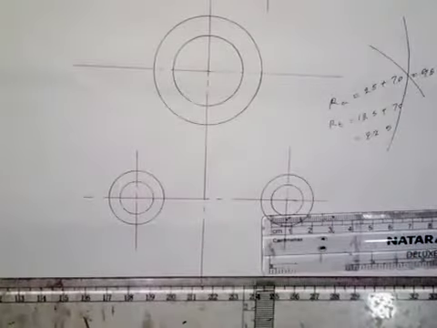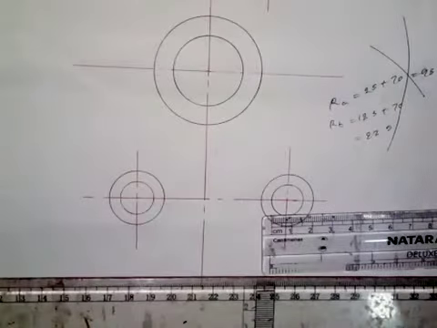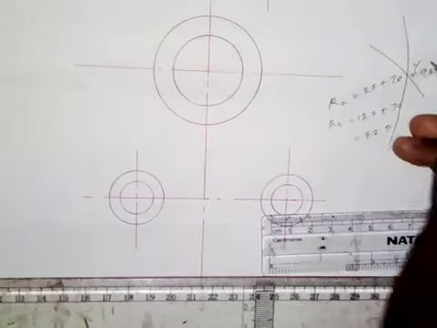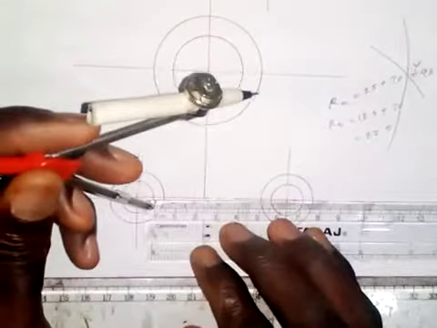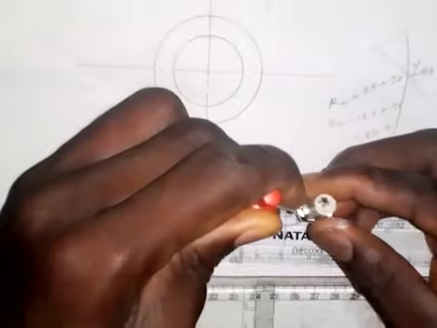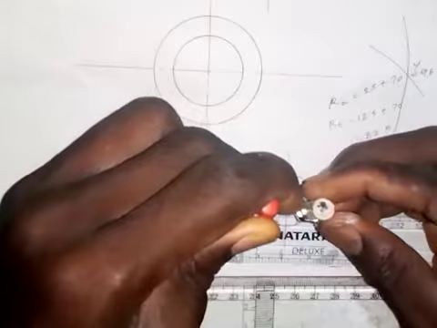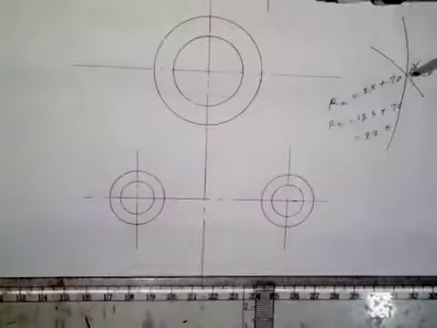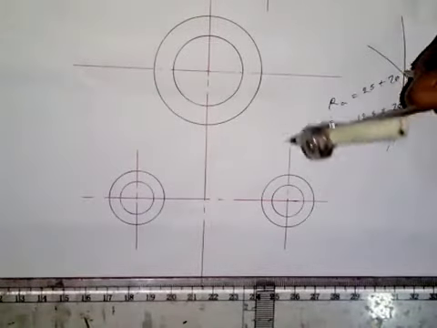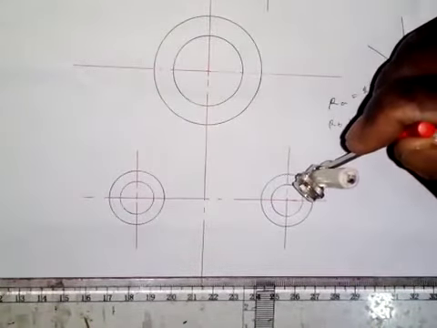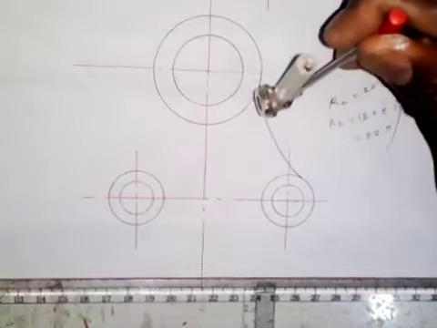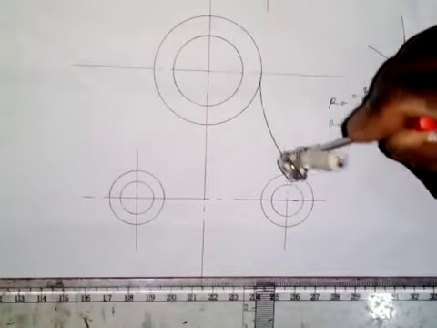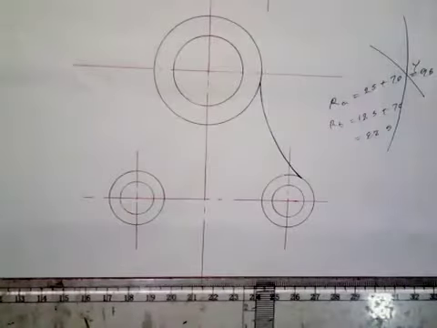All right, so we have located the center of this arc. Let me call this center Y. Then I will now take 70 millimeters, the radius of the arc. I put it at the center of these arcs, so it touches this point here. Then I will draw the arc like this. Okay, so that's it.